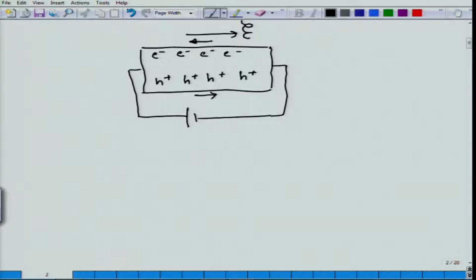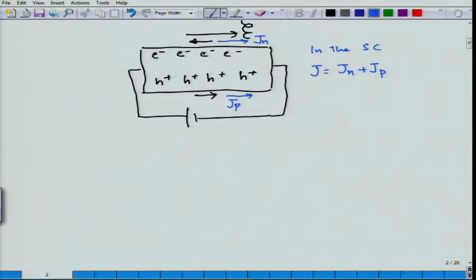And as a result, what would be the current? The current due to the holes inside the semiconductor is going to be in this direction. What about the motion of electrons? Since the current conventionally is the motion of positive charge, it is going to be opposite to the direction of electron motion. So, the current due to electrons is going to be again in the same direction. So, the total current due to the applied electric field in the semiconductor is going to be the sum of the current due to the holes and due to the electrons.